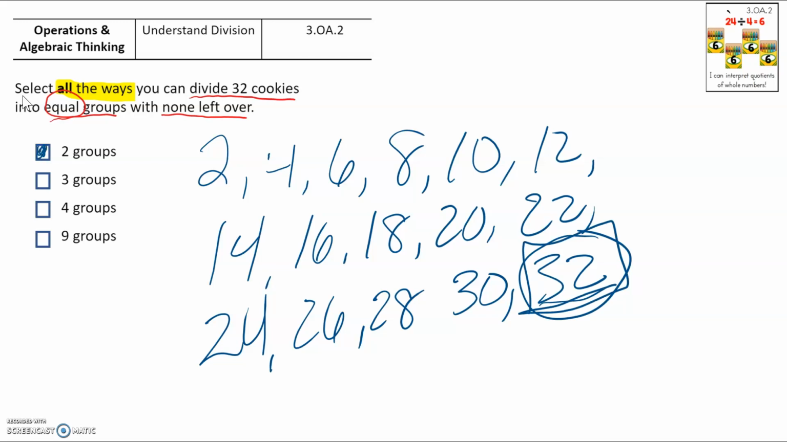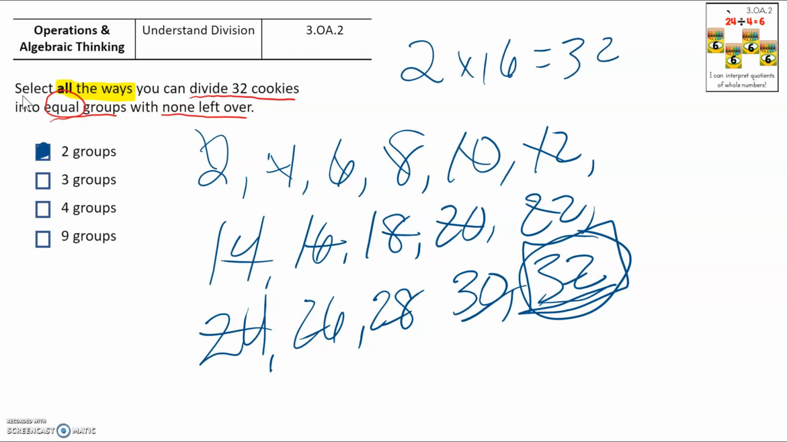So I can mark it here, and if you wanted to know how many would be in each group, you can simply go 1, 2, 3, 4, 5, 6, 7, 8, 9, 10, 11, 12, 13, 14, 15, 16, because 2 times 16 is 32, or 32 divided by 2 equals 16.